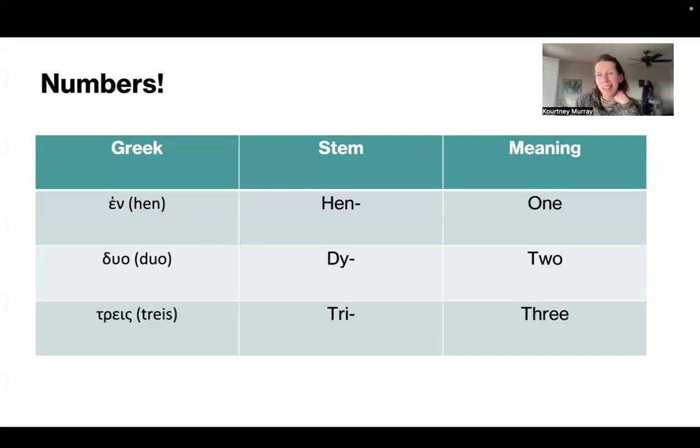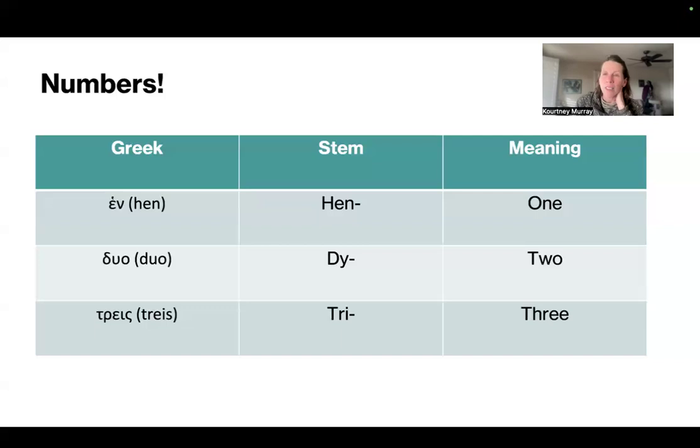But mainly we're going to see hen in combination with other numbers in just a few minutes, so I won't spoil it for you. And then, believe it or not, the number two in Greek is duo. This gives us our stem dy, D-Y. It's really important. So we're going to see dyad in just a minute. That's the word that kind of comes to mind.